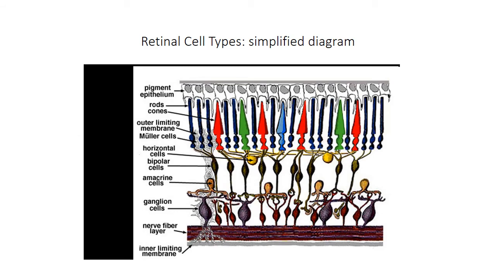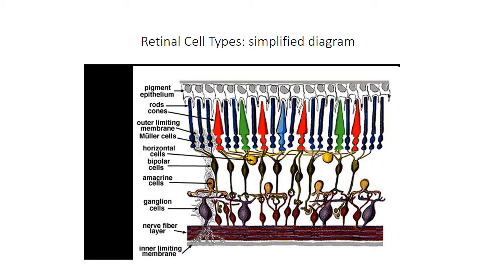The major types of retinal cells that you find in the retina are shown here in the simplified diagram. You can see at the top of this figure the rods and cones, which are the photoreceptors, closely associated with a layer of epithelium that we call pigment epithelium. Then these photoreceptors synapse to other types of cells, bipolar cells and horizontal cells, and the bipolar cells synapse to the ganglion cells that send their axons to form the optic nerve.